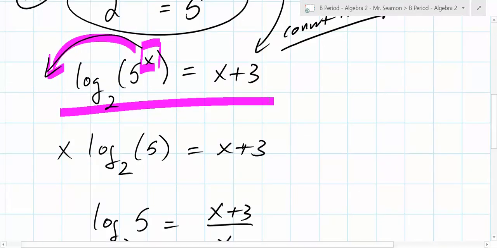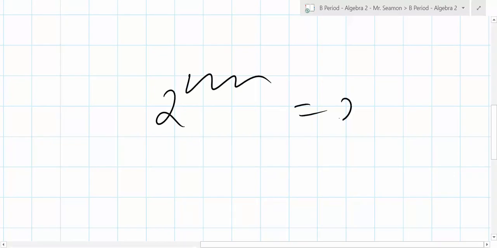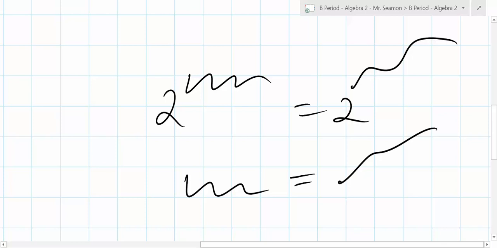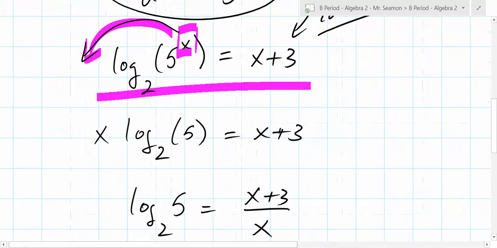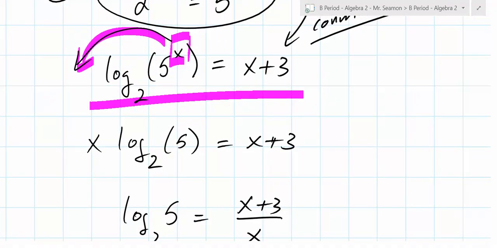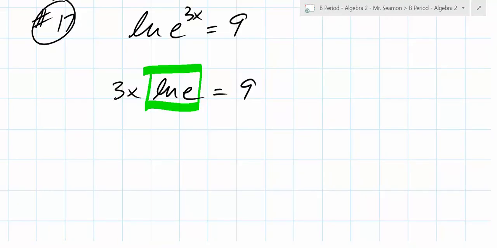If they were the same, for example, if you had 2 to the blah, blah, blah equals 2 to the me, what's true? Blah, blah, blah equals me, right? Do you understand what I mean? They're the same base. But because they're not the same base, the only thing you can do is change it to log form. It's challenging.